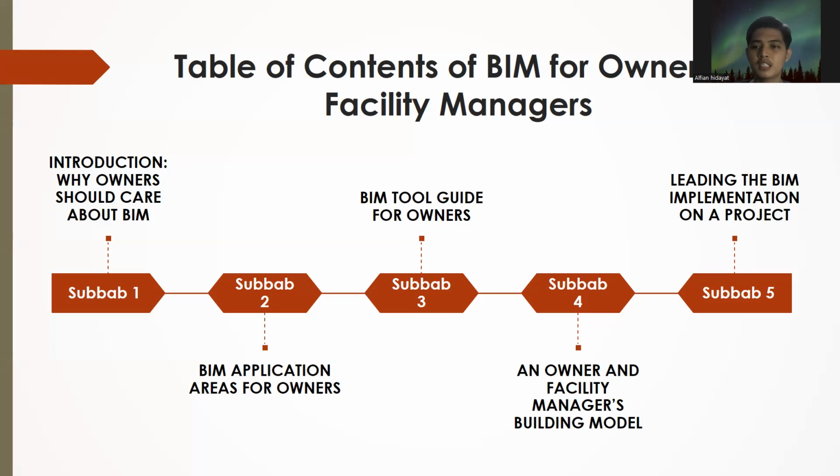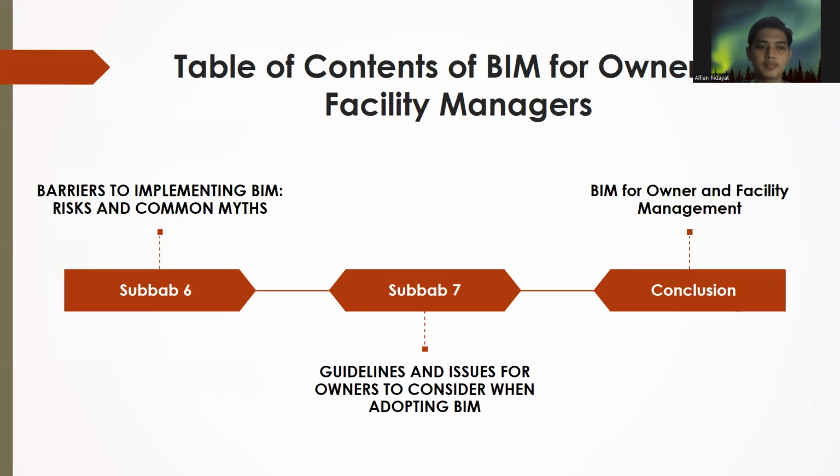Five is leading the BIM implementation on projects. Six is barriers to implementing BIM, risks and common myths. Seven is guidelines and issues for owners to consider when adopting BIM. Conclusion: BIM for owners and facility managers.